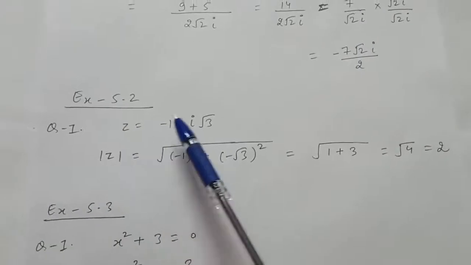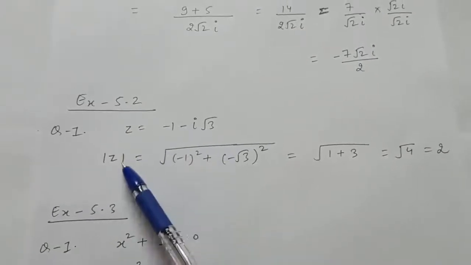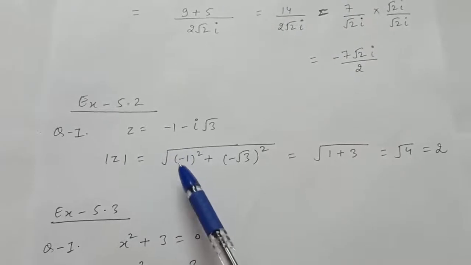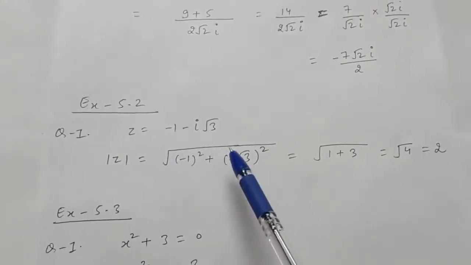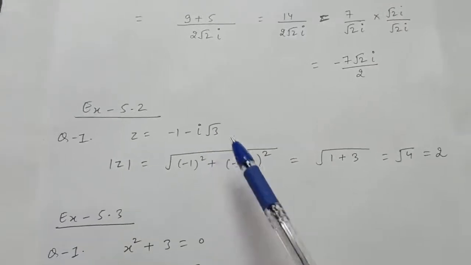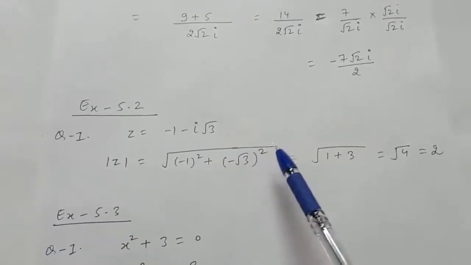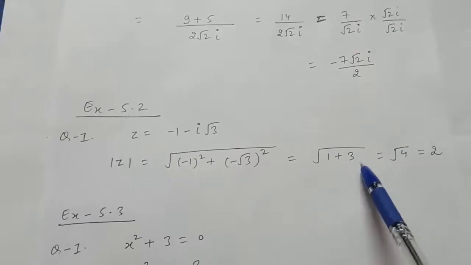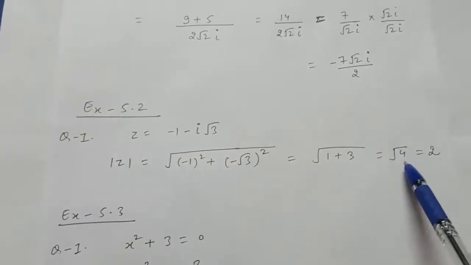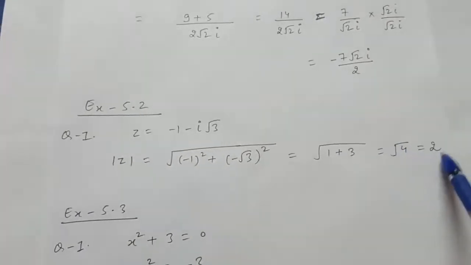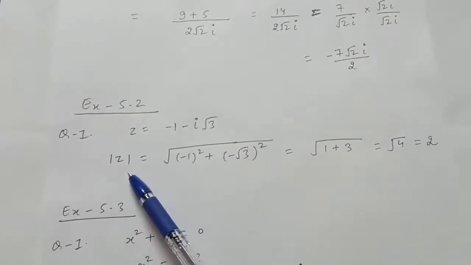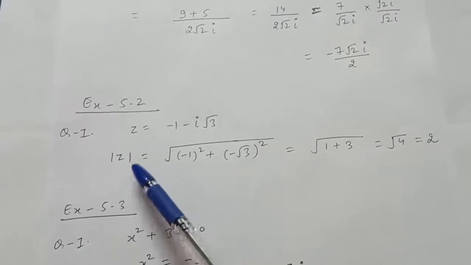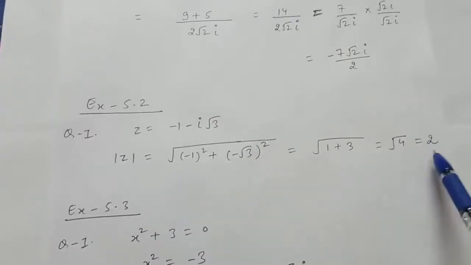So question first is z is given as this. Modulus of z will be root real part square, real part is minus 1, square plus imaginary part square, imaginary part is minus root 3 whole square. So you will get root 1 plus 3, which is root 4. Now root 4 you will take just the positive value 2, because modulus is a non-negative value. It can be 0 or positive. So root 4 will be 2, right?